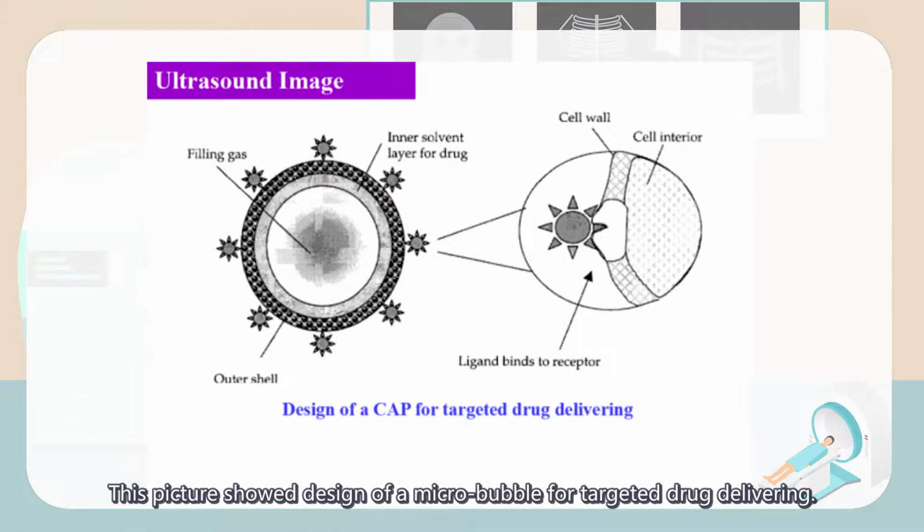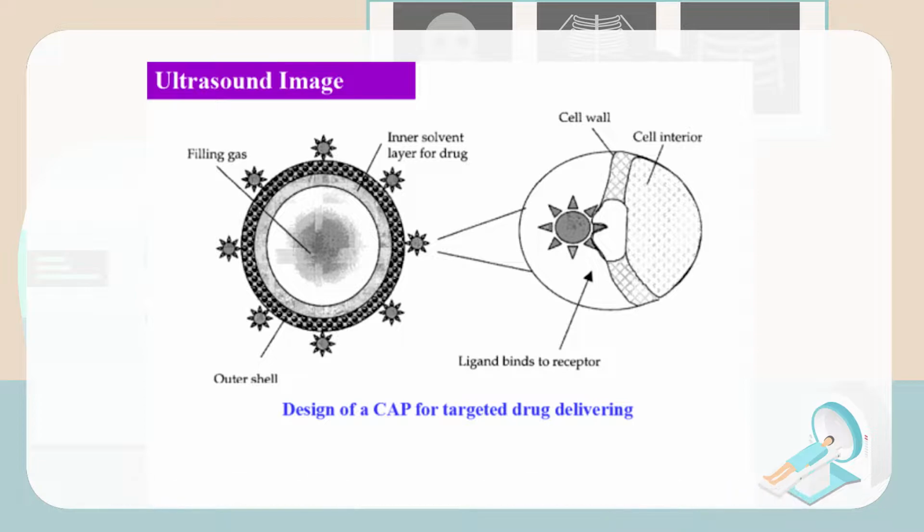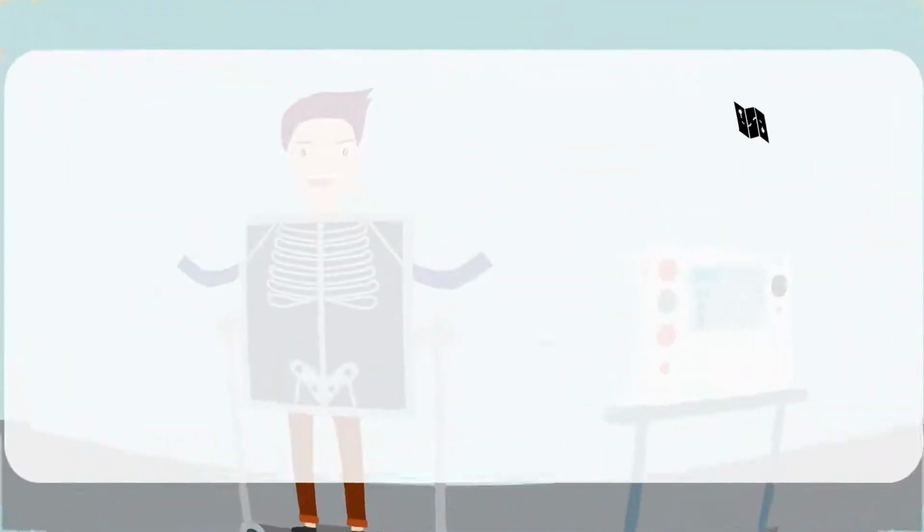These pictures show a design of microbubble for targeted drug delivery. The core is filled with gas, surrounded by an outer shell. On the surface of the shell, a ligand is linked. So when this bubble is delivered into the body, it will migrate to the targeting area to bind a specific receptor. Then, under the effect of ultrasound, it will deliver the drug into the cell.